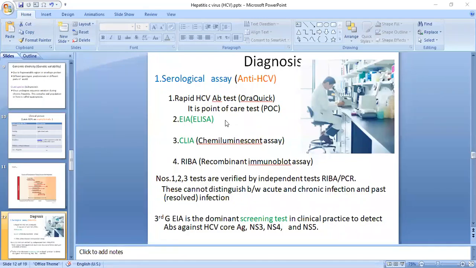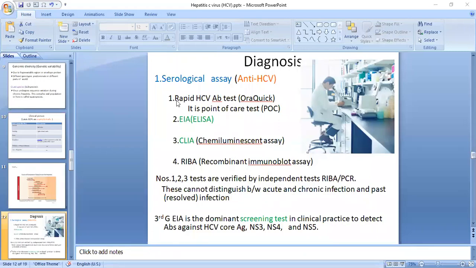This also detects the anti-HCV antibodies, and the latest method is the chemiluminescent assay. This is done by some instrument, and then the fourth one is the recombinant immunoblot assay. This is well known as RIBA. RIBA stands for the recombinant immunoblot assay.